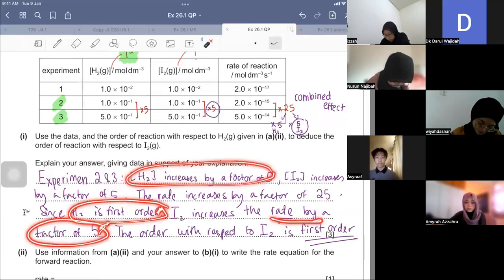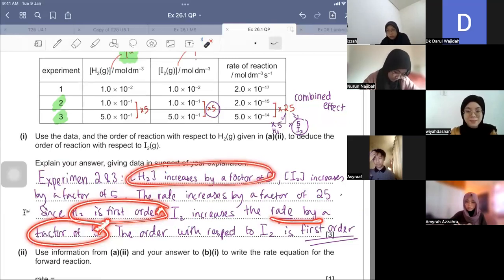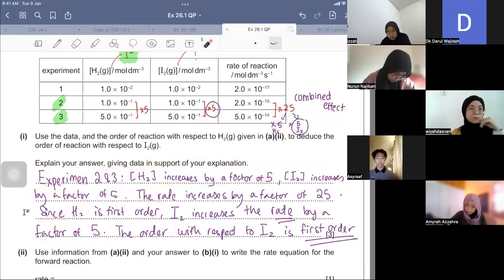So please make sure you don't just skip. Even though your answer is already correct, you say first order, but because your explanation is not enough, your points are not enough, that causes you to lose marks. This is common for students. They got the order right, but they don't know how to express their answer in the answer box. But I can see they're working, and their working is actually correct.